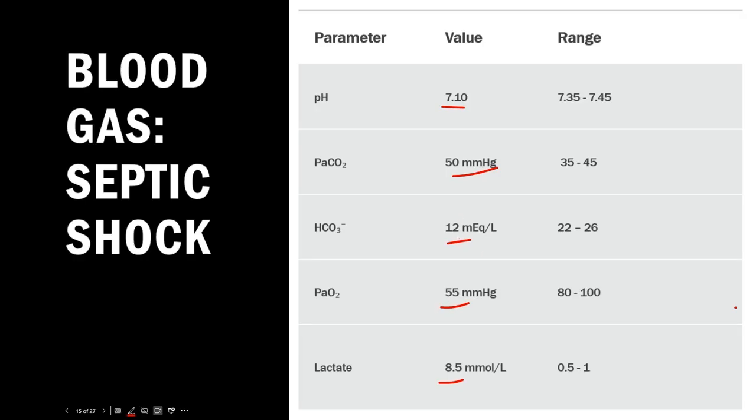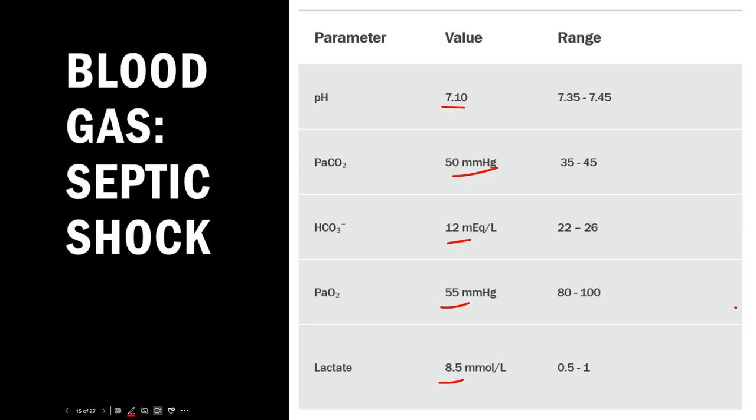This is a very specific look at how well the blood is oxygenated. She's at 55. Most places have a gold standard rule of less than 60. You're on your way to an intubation. And then right here, look at this lactate level of 8.5.